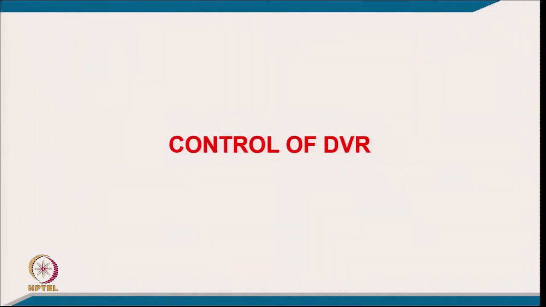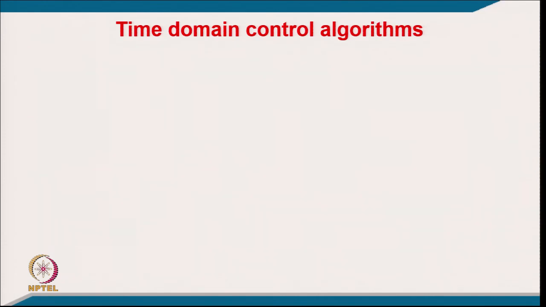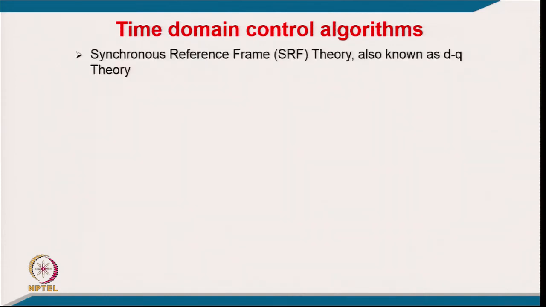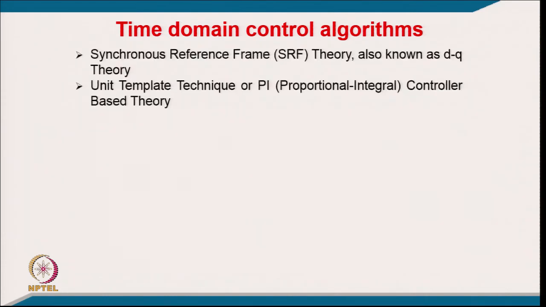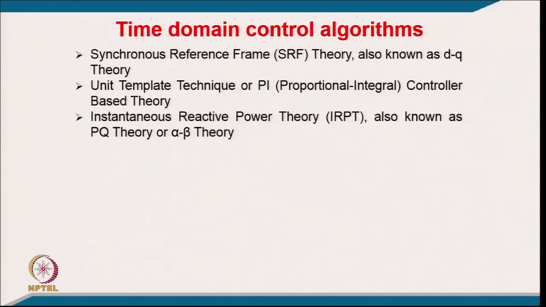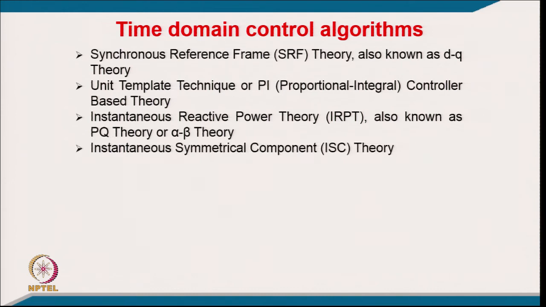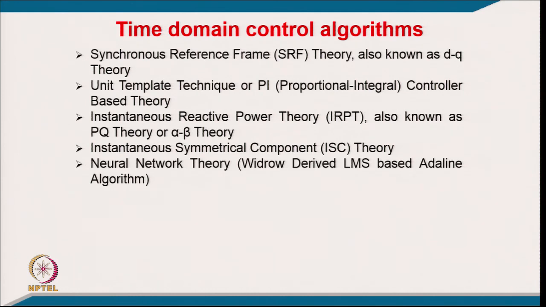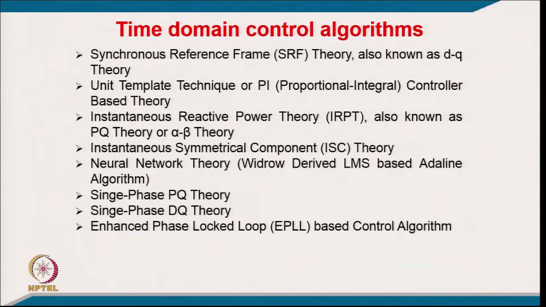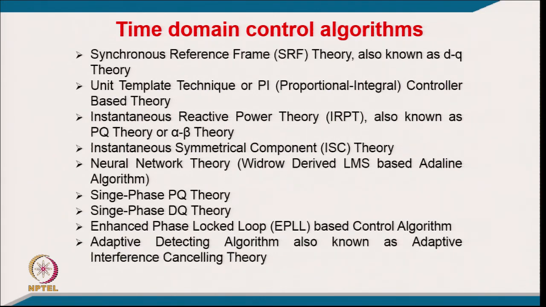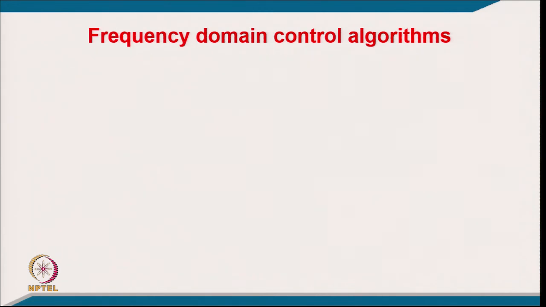Coming to the control of the DVR, we already discussed the control in DSTATCOM. So, we can classify the control algorithms on the same basis, like time domain control algorithms: synchronous reference frame theory, also known as DQ theory, unit template technique or PI controller based theory, instantaneous reactive power theory, also known as PQ theory or alpha beta theory, instantaneous symmetrical component theory, and neural network based theory. We can also derive LMS based Adaline algorithm, single phase PQ theory, single phase DQ theory, enhanced PLL based control algorithm, or adaptive detecting algorithm, also known as adaptive interference cancelling theory, and more. So, there are plenty of algorithms available now in the literature which you can apply for this DVR.